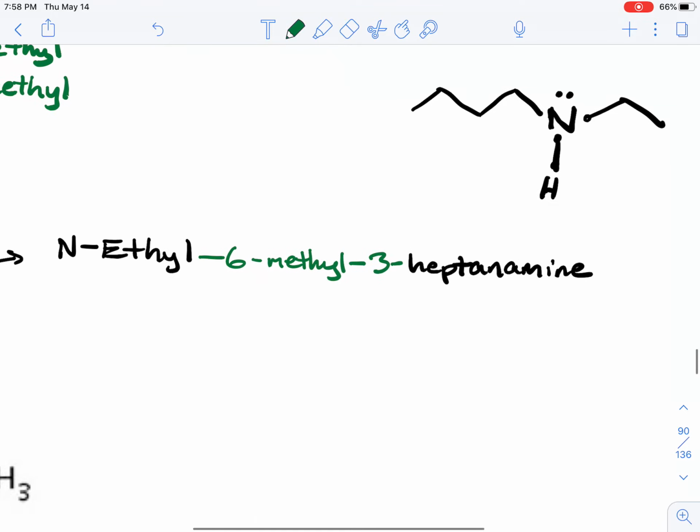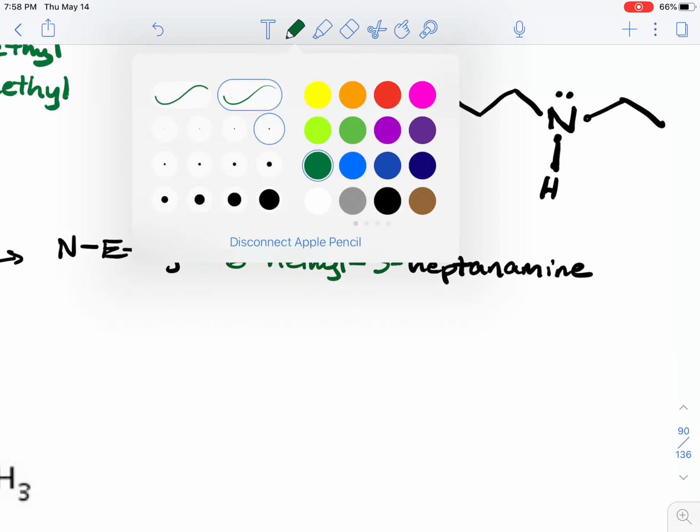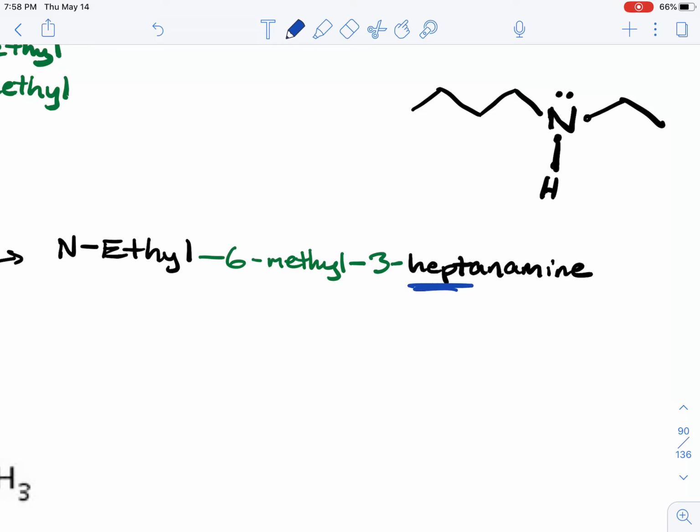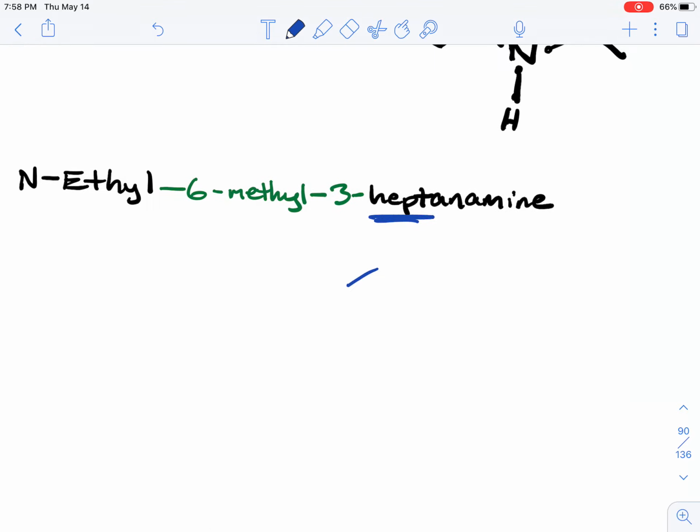And so if we wanted to convert this name into its structure, the first thing that I personally want to do is find the number of carbons in my parent chain. So that's 7. So it's 1, 2, 3, 4, 5, 6, 7. And on the third carbon, I have an amine. So I'm just going to go ahead and draw nitrogen on the third carbon. And so on the sixth carbon, I have a methyl group.